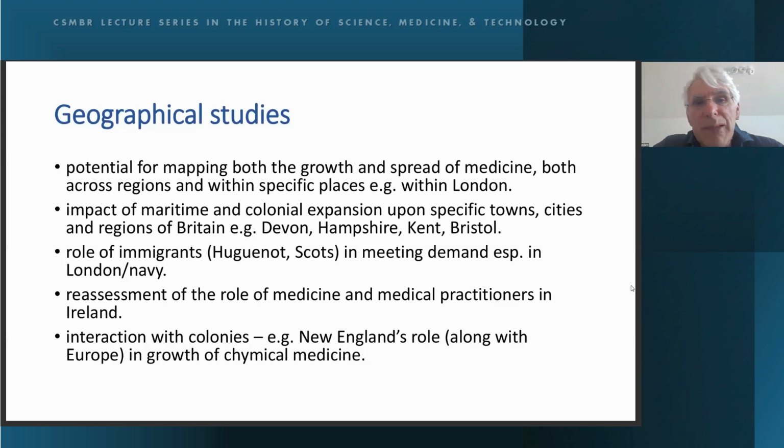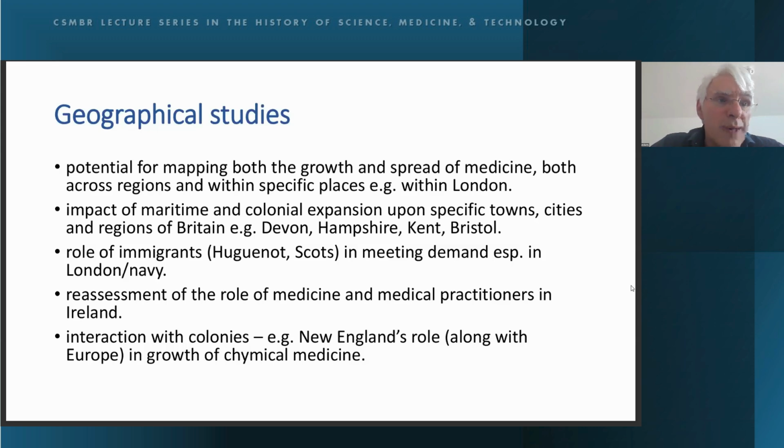We can look at the impact of maritime and colonial expansion on specific towns, cities and regions. It's very clear that Devon, Hampshire and Kent, for example, were seeing an absolute boom in the number of medical practitioners in the latter part of our period, as was the city of Bristol. And in a place like Bristol, incidentally, by the early 18th century, 8% of all the people being apprenticed in the city were being apprenticed to medical trades. So it is a massive activity.